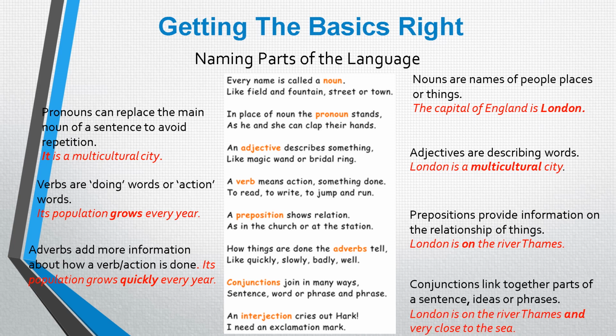And conjunctions link together phrases, sentences, or ideas. So London is on the River Thames and very close to the sea. Other conjunctions might be but, for, or, words like that. And an interjection, more commonly known as an exclamation mark, we don't need to use those in the IELTS test, but you can see what they are there. Okay, let's continue and see why and how these are useful.